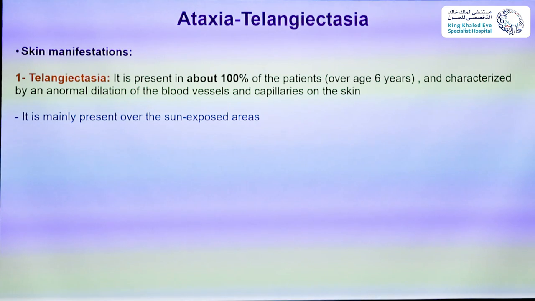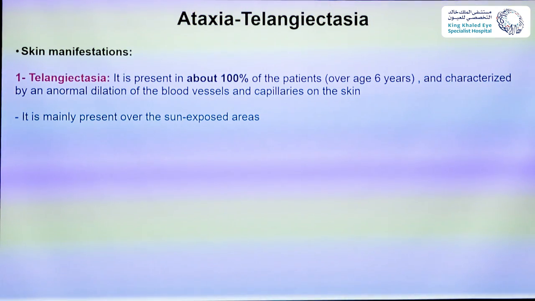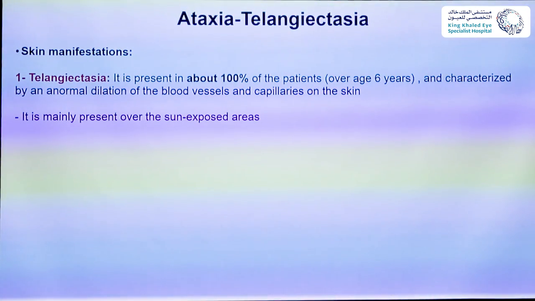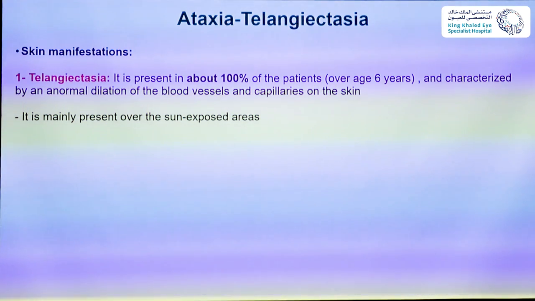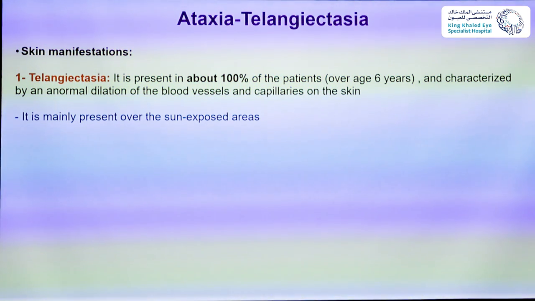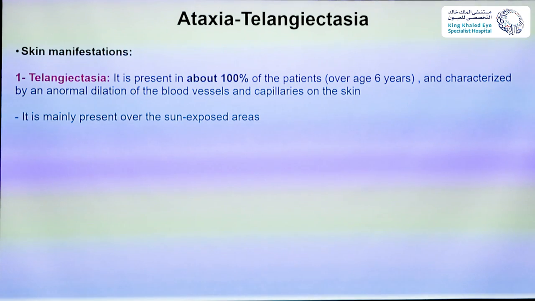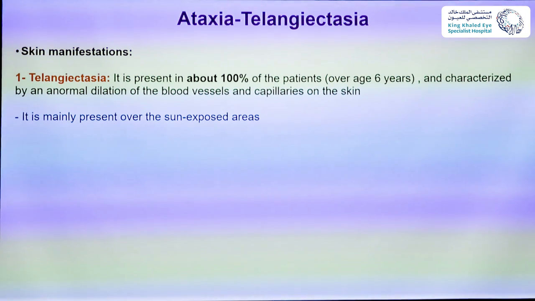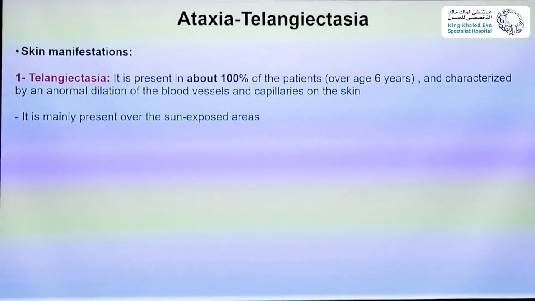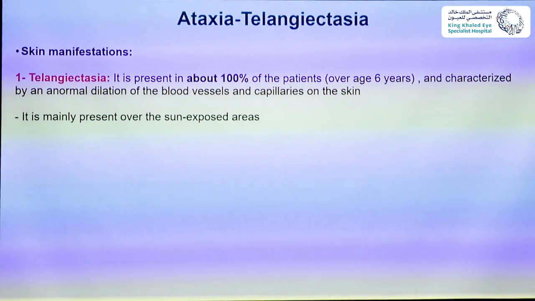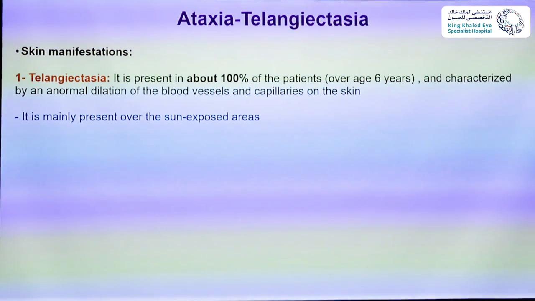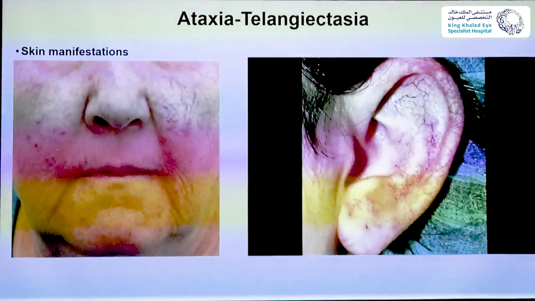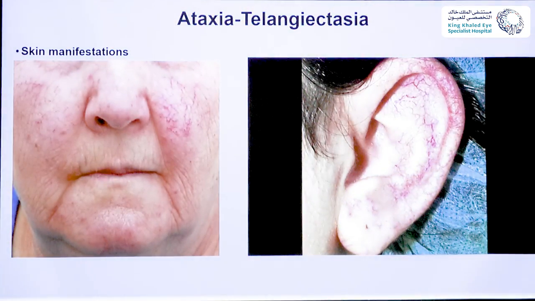So the things that we are seeing in ataxia telangiectasia are, first of all, the telangiectasia and the skin manifestation. It's present in about 100% over the age of 6 years. They are born normal, but because of the continuous environmental exposure, they develop this because the broken DNA accumulates more and more. It's characterized by abnormal dilation of the blood vessels and capillaries on the skin. And this is how it presents on the skin.